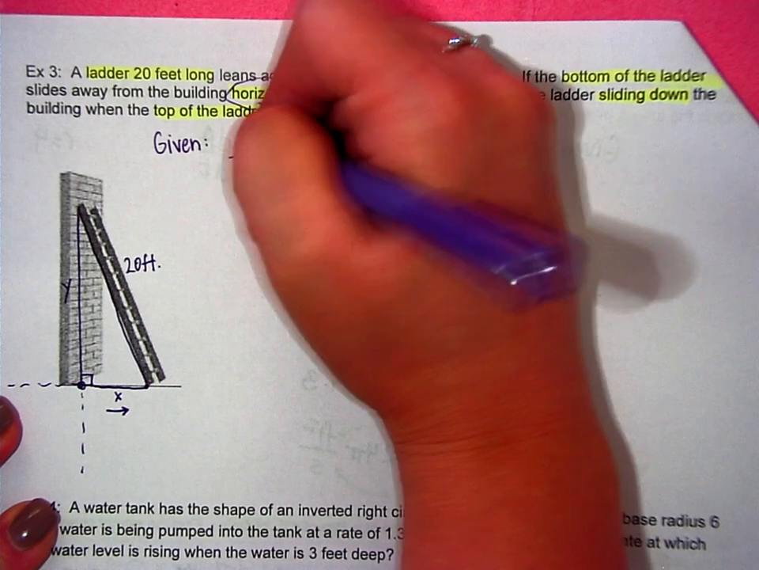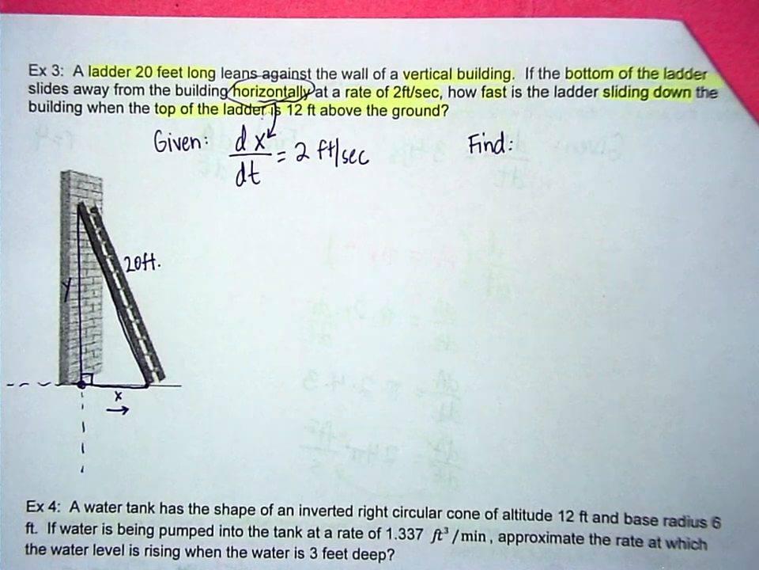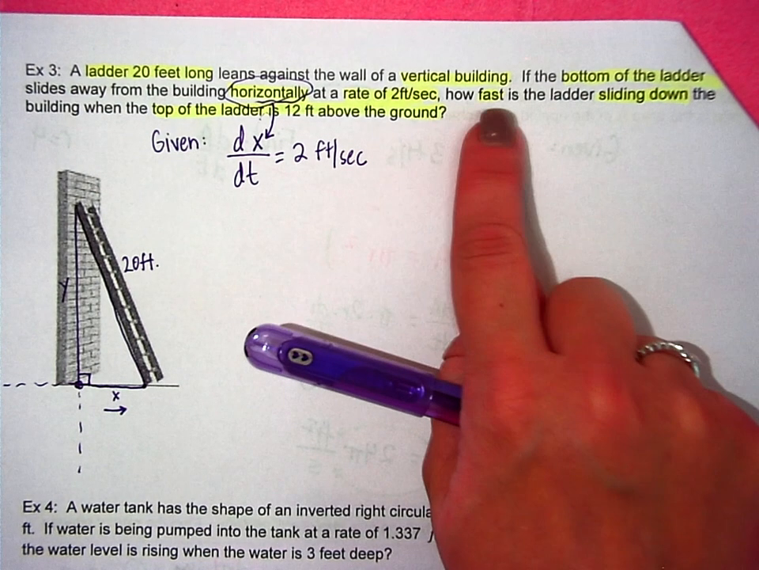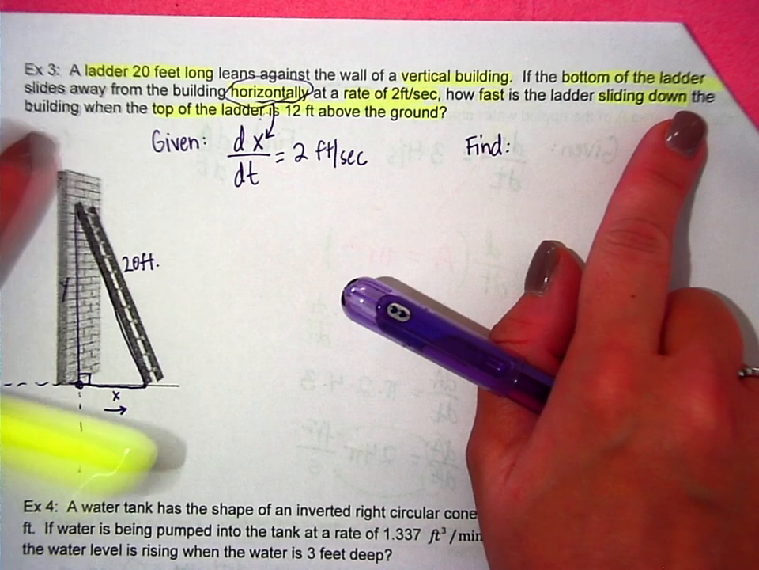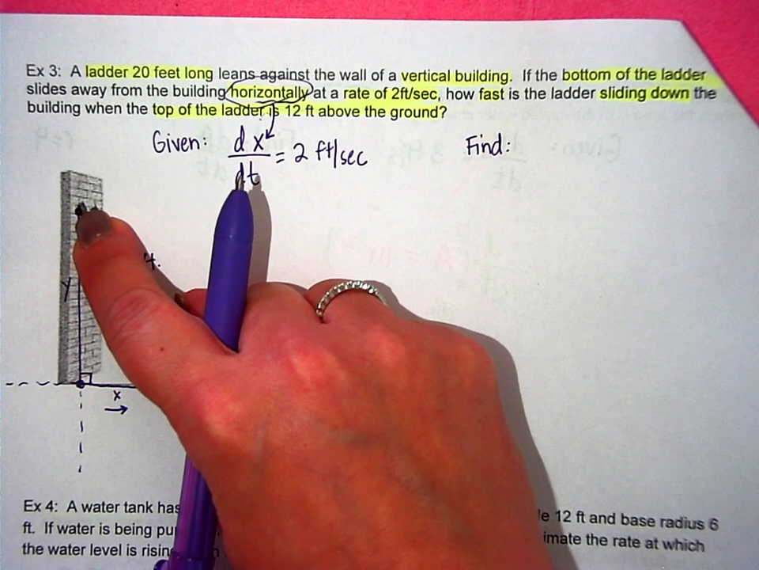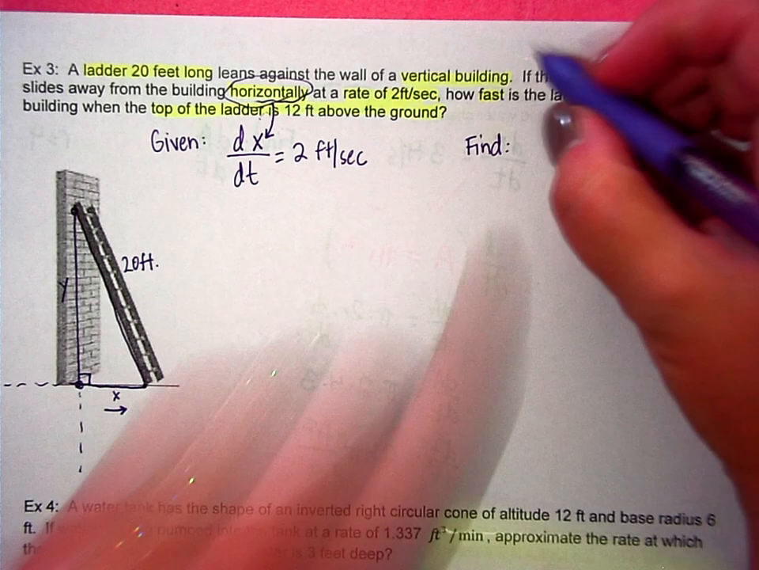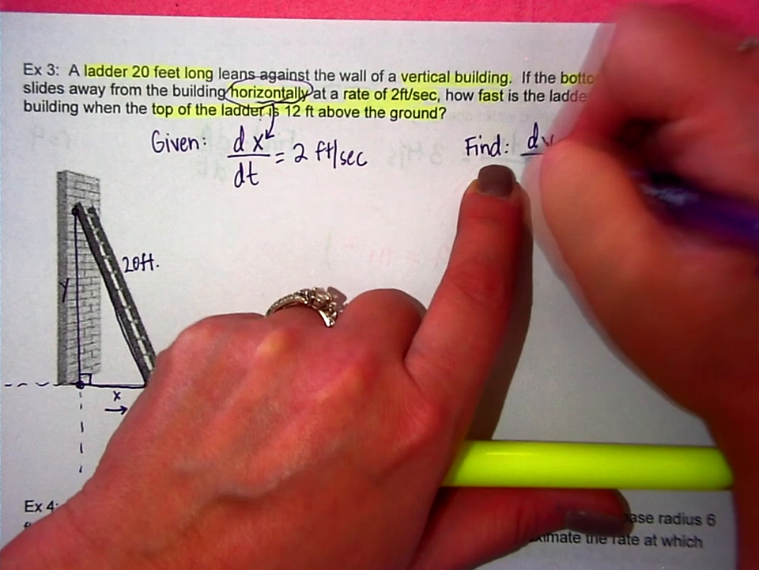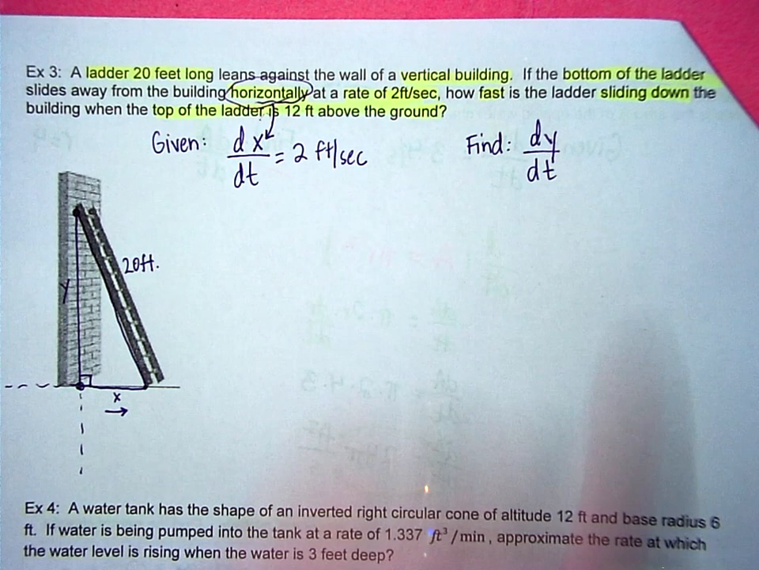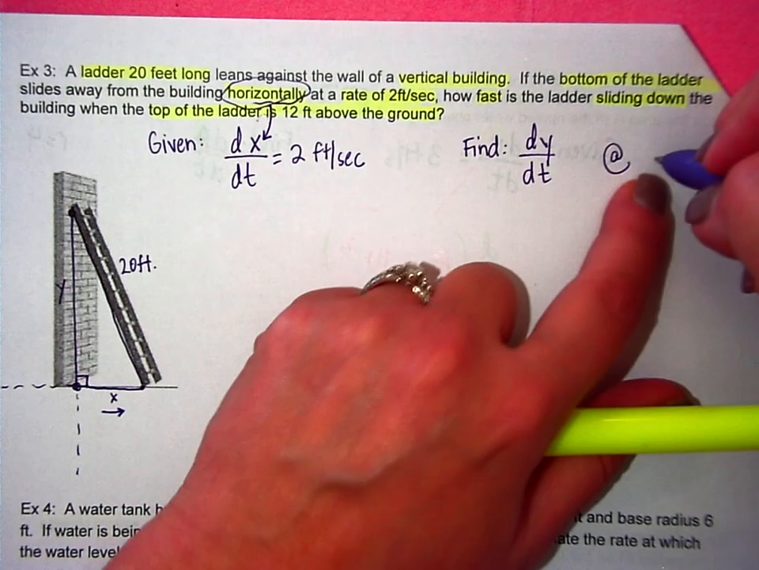We're supposed to calculate how fast the ladder is sliding down the building, so that would be a measurement of this point right here, the top of the ladder, and its movement downwards is in the y direction. So that's specifically why I'm calling this dy/dt as the rate that I'm trying to find. And then we're doing it when the ladder is 12 feet above the ground. So again, above the ground is a reference to height. So that is y in our picture. So that's y equals 12.